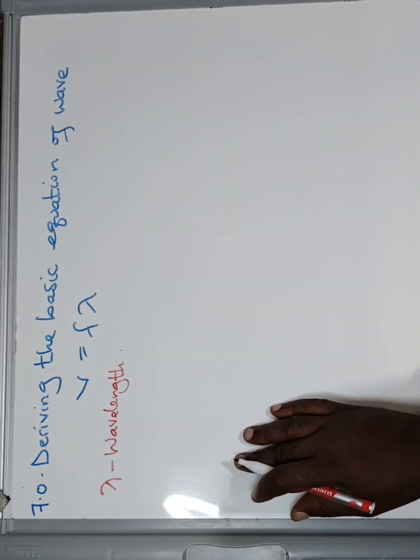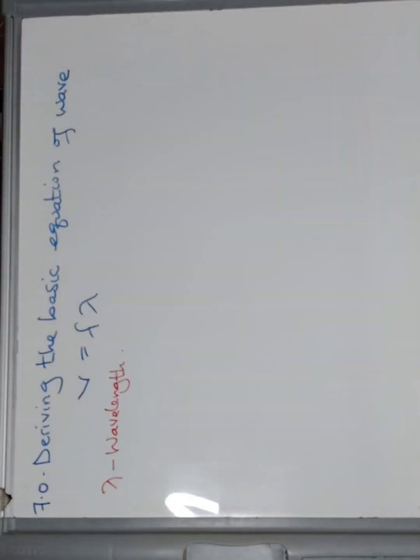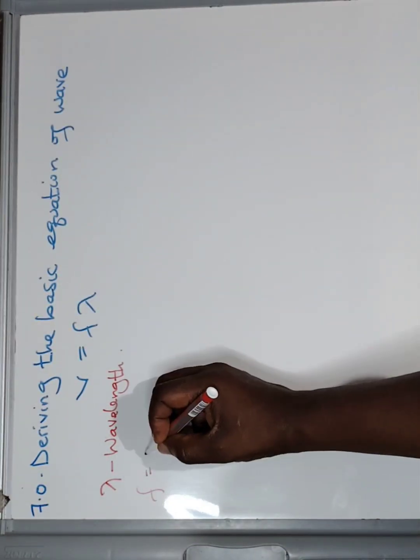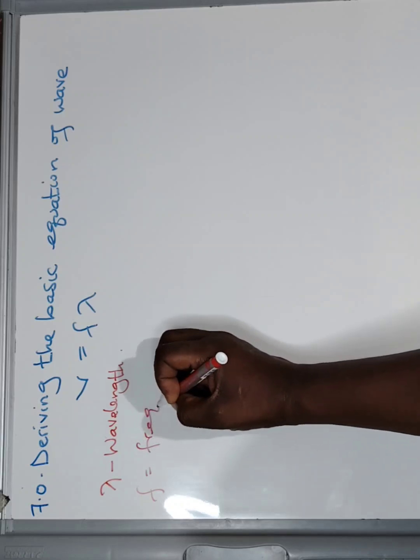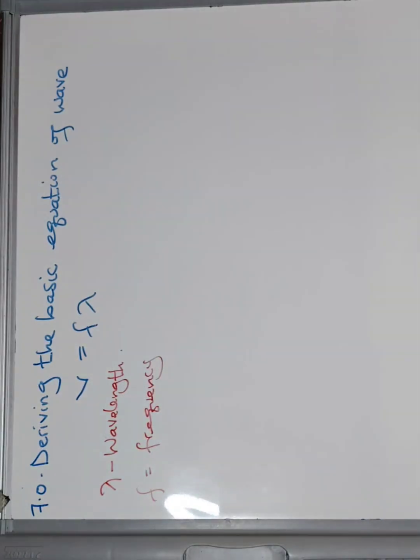that distance between two successive points or two adjacent points which are in phase. Then f is frequency, which is the number of oscillations per unit time, or the number of crests passing a given point per unit time, or the number of troughs passing a given point per unit time.